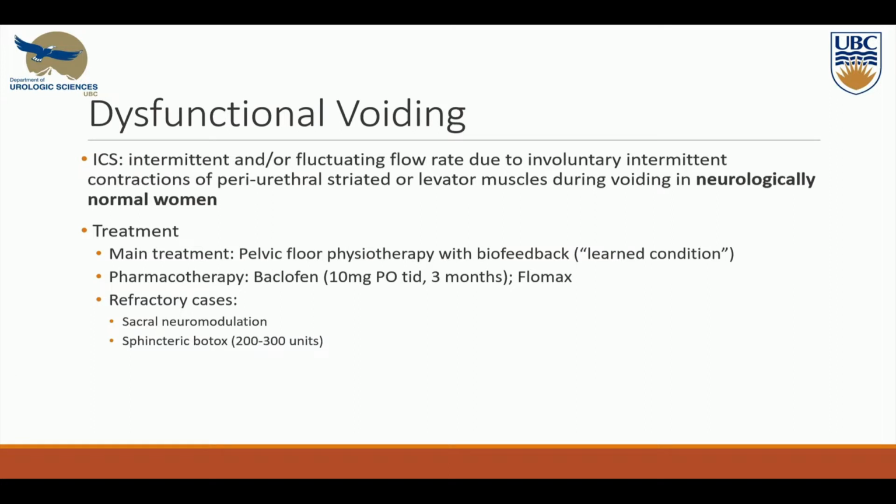In terms of the next condition, dysfunctional voiding. The ICS defines dysfunctional voiding as an intermittent and/or fluctuating flow rate due to an involuntary intermittent contraction of the external urinary sphincter or the levator muscles during voiding. And really important is that these are neurologically intact, normal women.